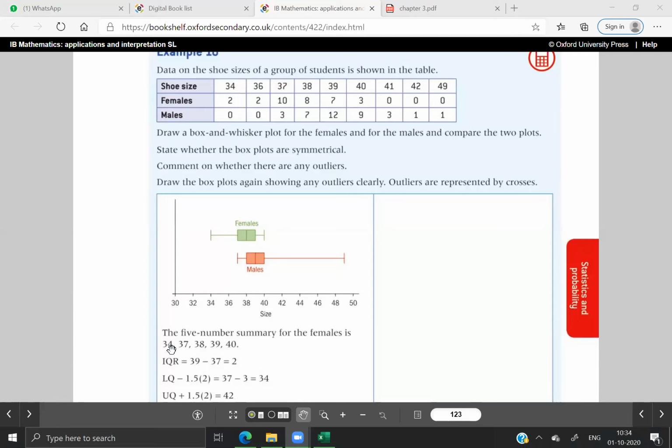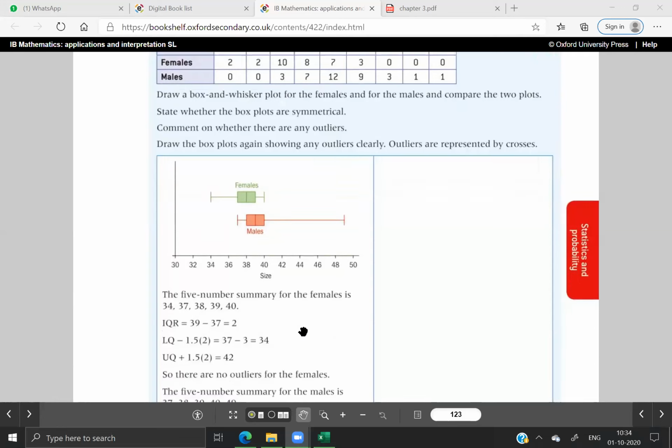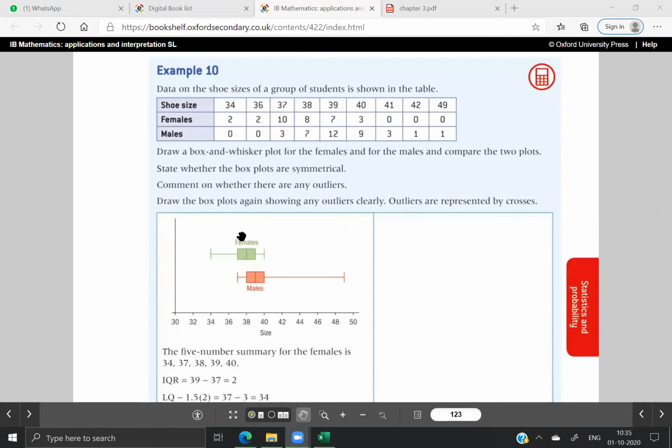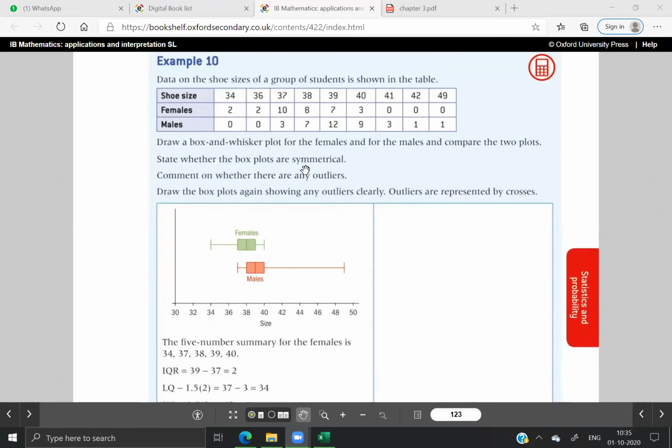So these are the 5 values which are required to draw this box and whisker. Now IQR, as I told you, is upper quartile minus the lower quartile. So upper quartile is 39, lower quartile is 37. So 39 minus 37 gives me a 2. Now, question is, state whether the box plots are symmetrical and comment on whether there are any outliers.